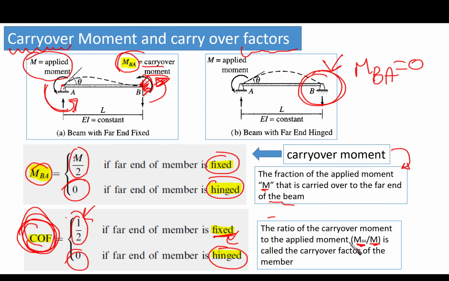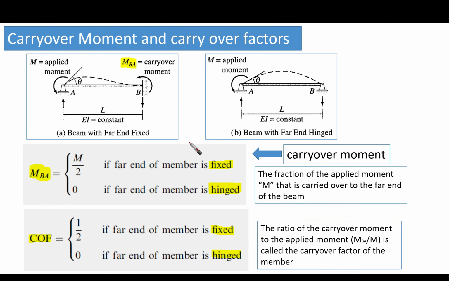Okay, so MBA is the carryover moment, which is going to be developed at the far end, over M, and that is called the carryover factor of the member. I hope that you can understand the meaning of the carryover moment and the meaning of the carryover factor. Now let's go into the insight of what I have mentioned here.